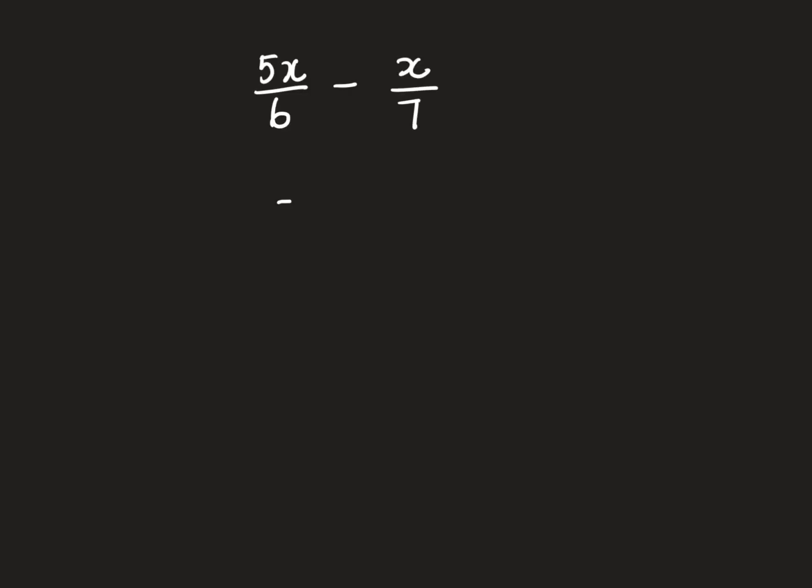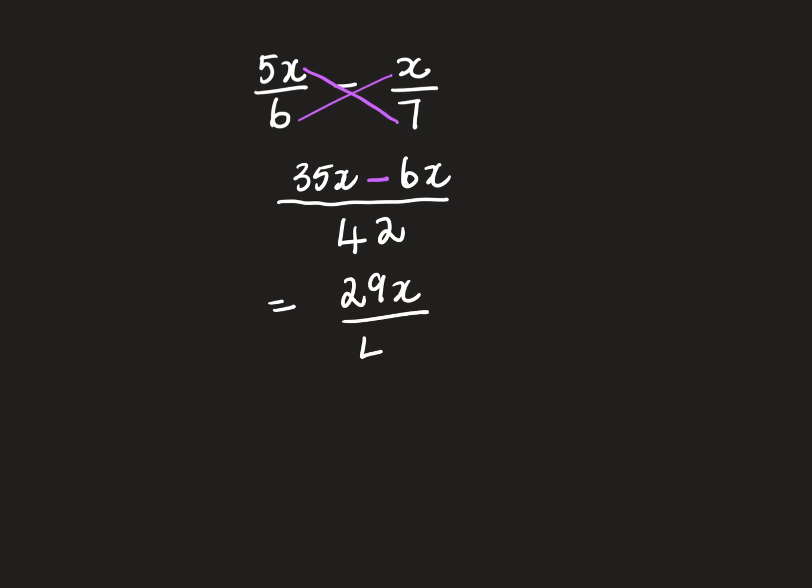Okay, so to get our common denominator, we are going to multiply these two together. 6 times 7 is 42. Now, if you don't know that, of course, you just go to your calculator. Next thing we're going to say is that times that. 5x times 7, 35x, minus that times that, 6 times x is 6x. 35x minus 6x gives us 29x over 42. How did you go with that?